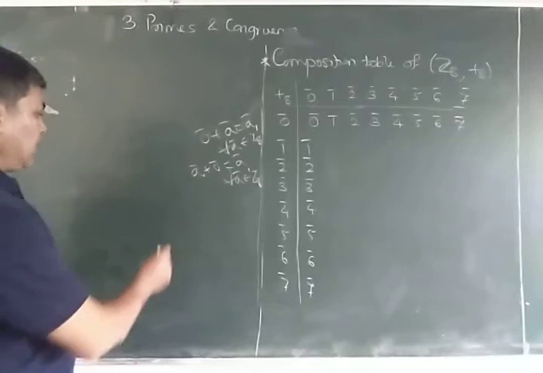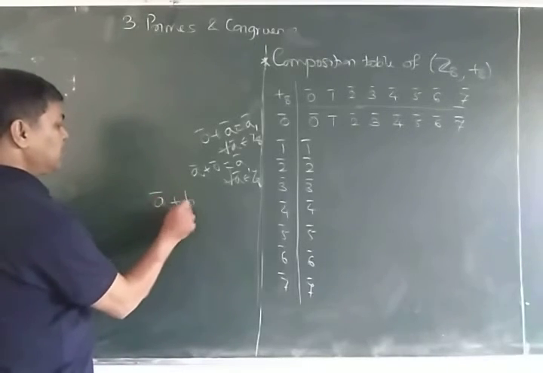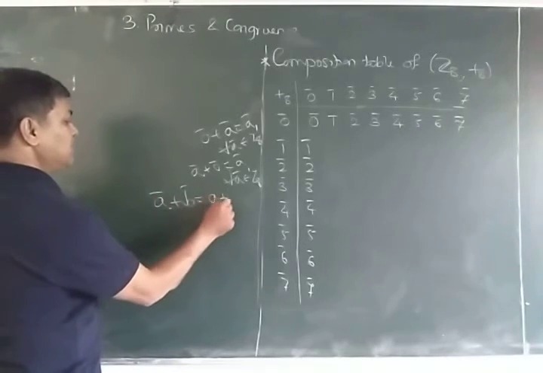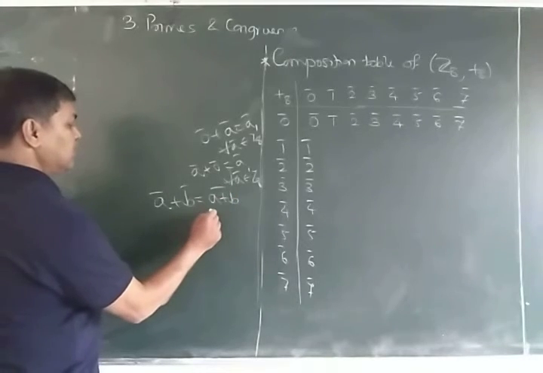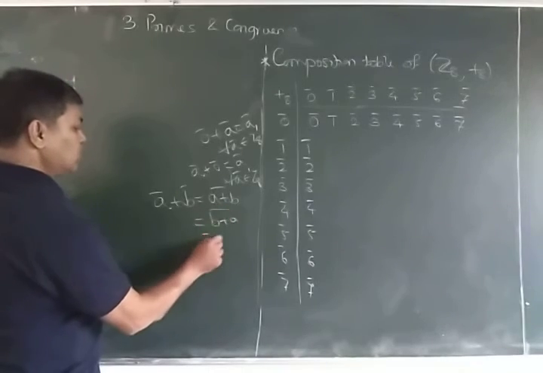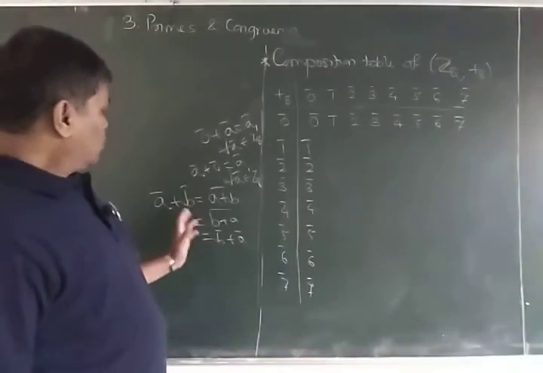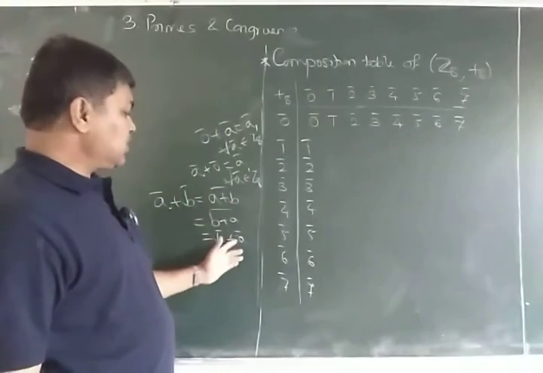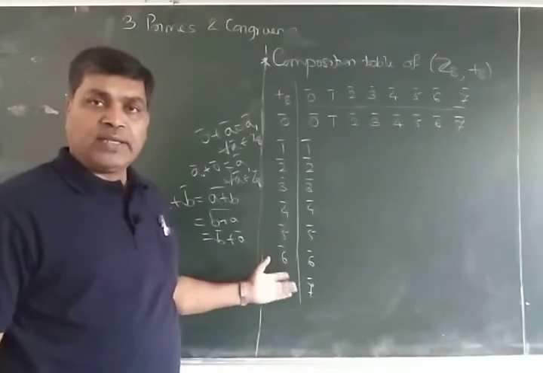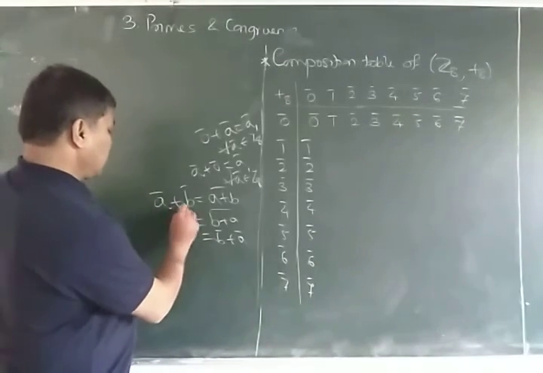Additionally, a bar plus b bar is equal to a plus b, its bar, which is the same as b plus a bar, which is equal to b bar plus a bar. Is it right? So the addition modulo n operation is commutative.